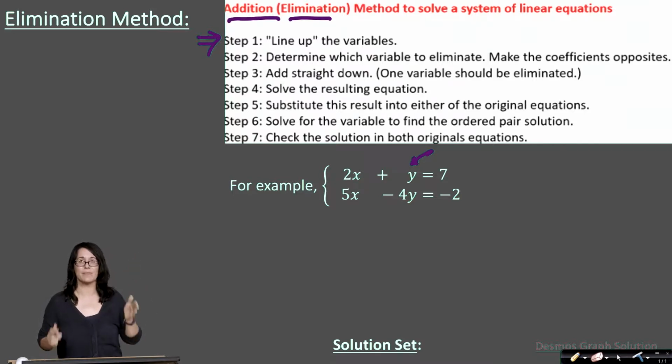What about 1y and negative 4y? What happens if you were to add them together as they currently are? You would get something like negative 3y. That's not eliminated, right? So you might be thinking this method kind of seems strange. Nothing is happening. Well, you're right. We need to make a change.